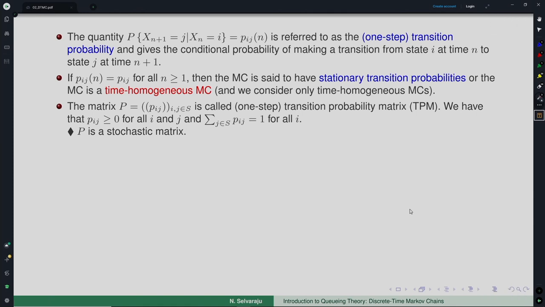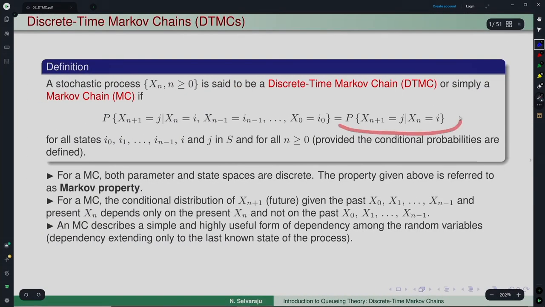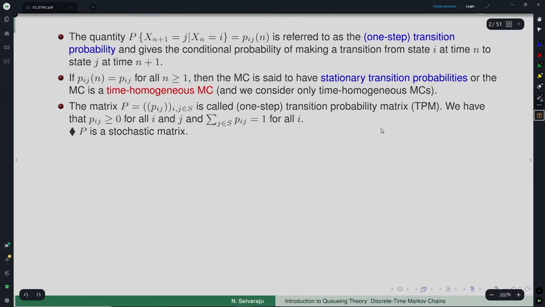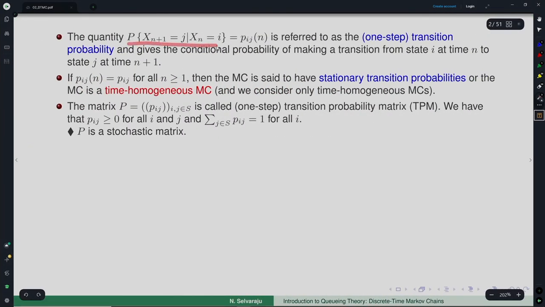Now this particular quantity that we are seeing here, because this is what is relevant. This is what, in terms of this only, you are defining the property. Now this particular quantity, which is this, we denote by Pij of n, and we refer to this as the transition probability or one step transition probability. And what does this give?